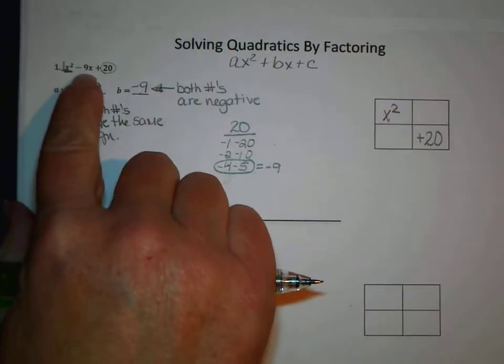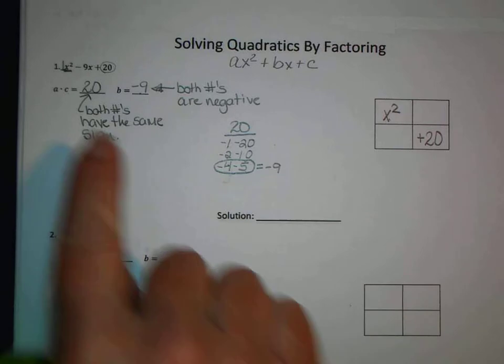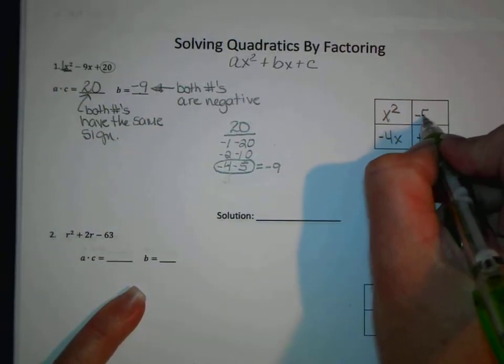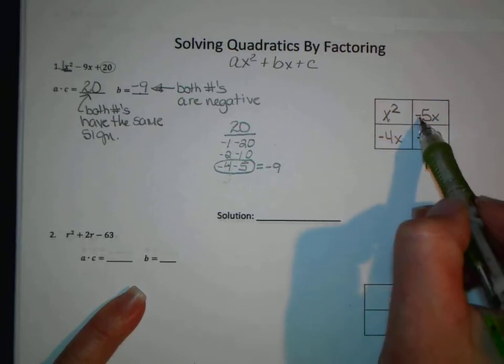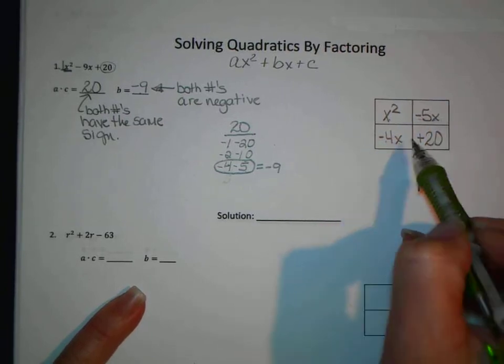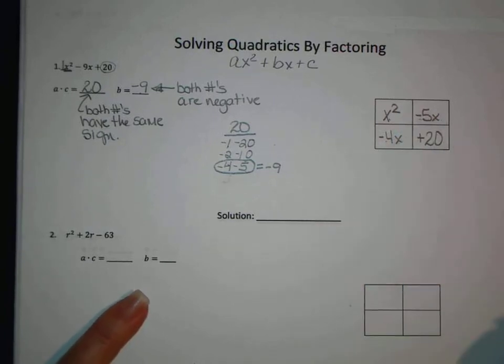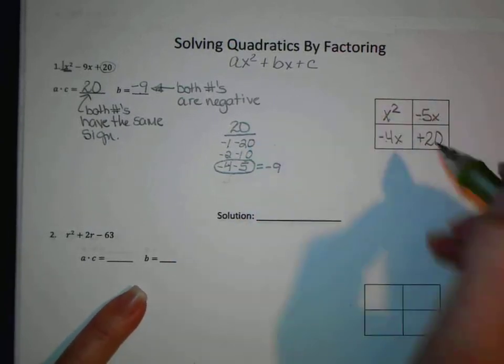Well, we figured them out here. So we need -9x. So you're going to put a -4x and a -5x. Now, if you look together, -5x and -4x, that is -9x. This is actually what you get when you FOIL. All right. So this combination is how we broke it down.